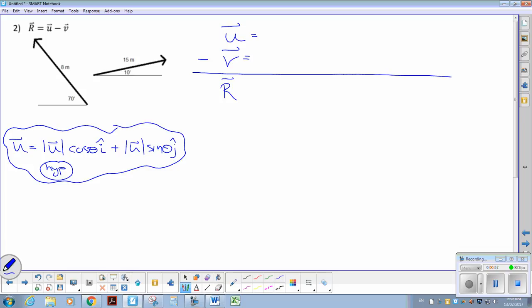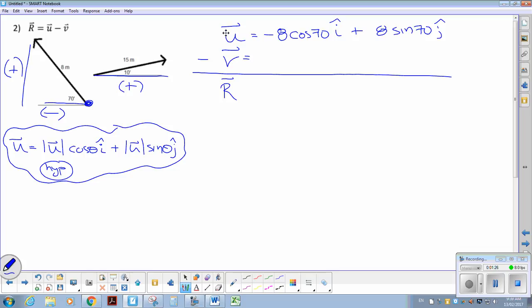That means for vector u, and this is where you've got to be careful, this is my origin. I went negative on the x-axis, so it will be negative 8 cos 70 i, and then I'm going up, which means I'm positive on the y-axis, so plus 8 sine 70 j. The second vector v, I am positive on the x-axis, so 15 cos 10 i, and I am positive on my y-axis, so 15 sine 10 j.